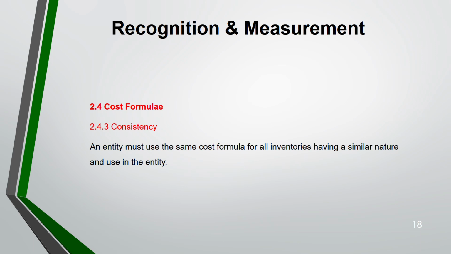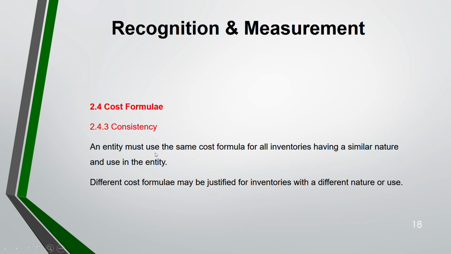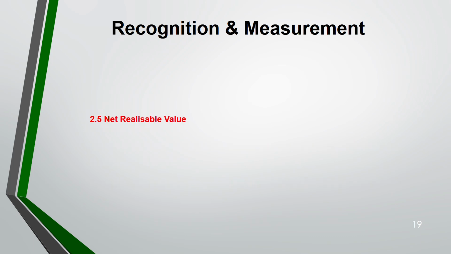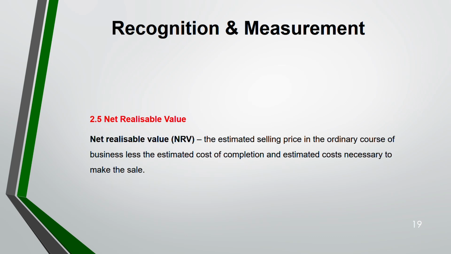For example, for similar nature inventory, you can't use one weighted average and the other one FIFO. If you're using FIFO, all has to be FIFO, and if you're using weighted average, all has to be weighted average. Different cost formulas can be justified if inventories are of different nature or use. Now, net realizable value. The cost part we have finished, because IAS 2 recognizes inventory at the lower of cost and net realizable value. So whatever is included in that cost we have covered.